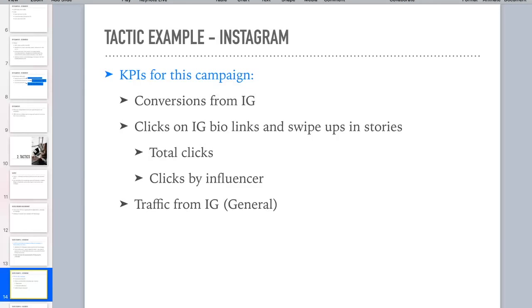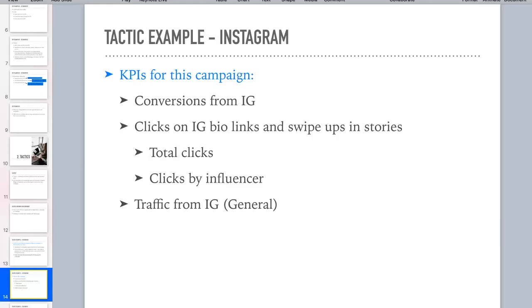We're going to be tracking the total clicks across the entirety of the campaign. So we can say, 200,000 link clicks across all content on Instagram for this campaign. But we're also going to be tracking by the individual influencers. So influencer 1 brought in 5,000 clicks and influencer 2 brought in 10,000 clicks, and so on.